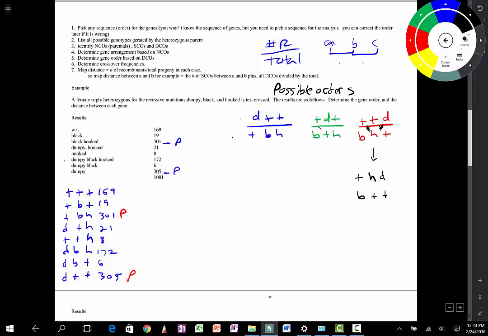In this case, if we did a double crossover, we'd get plus plus plus, B D H, and plus plus plus. If we got a double crossover here, we're going to get D B plus and plus plus H. The B is going to switch sides, so now D, B, and plus will be together. Plus, plus, and H will be together. So these are possible double crossovers.